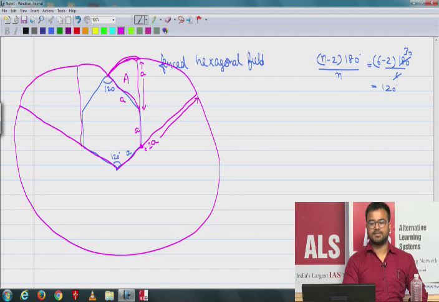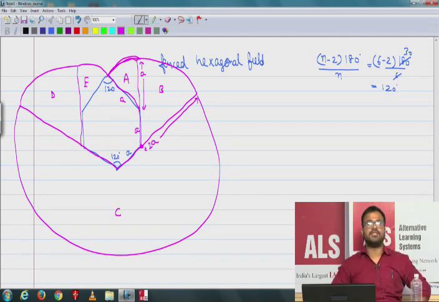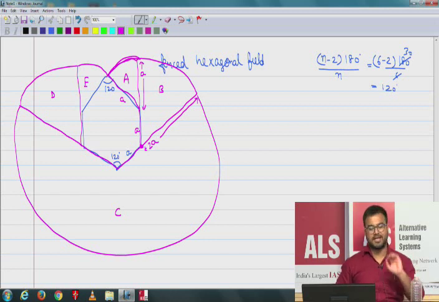So let us name these sections as A, B, this is C, this is D, and this is E. So these 5 regions you can see, this is the area which the horse can graze. And all these 5 are the sectors. So radius of each sector you also know, only you have to figure out what is the angle.